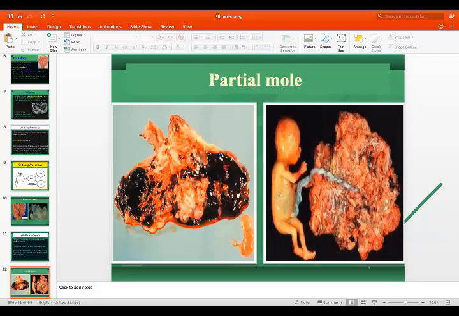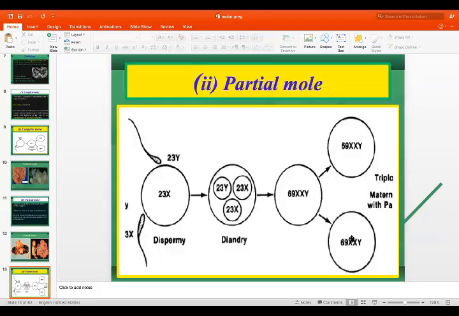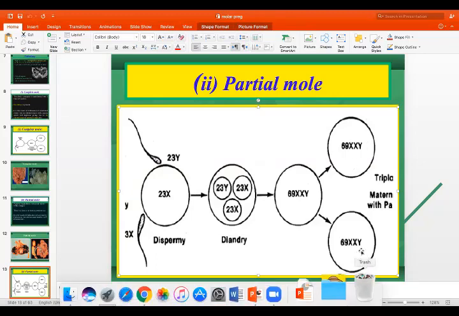So this is karyotyping of a partial mole. This egg, with 23 chromosomes, is fertilized by two sperms. And what happens? There will be triploidy: 23 X from the egg, 23 X, and 23 Y, which leads to a total chromosomal complement of 69 XXY. So it contains both maternal and paternal contribution. So 69 XXY or 69 XXX.